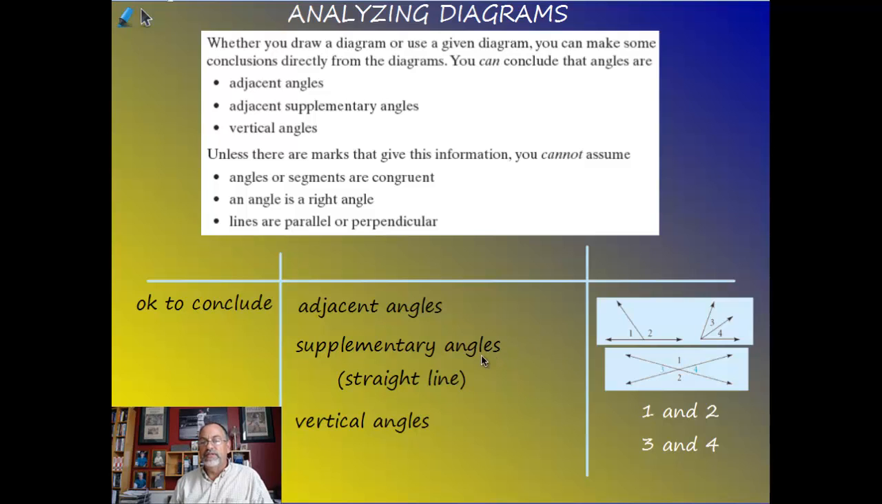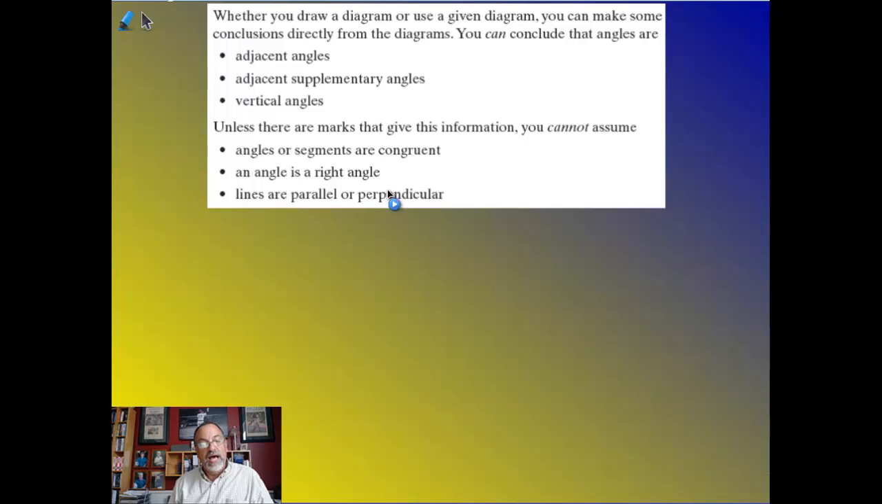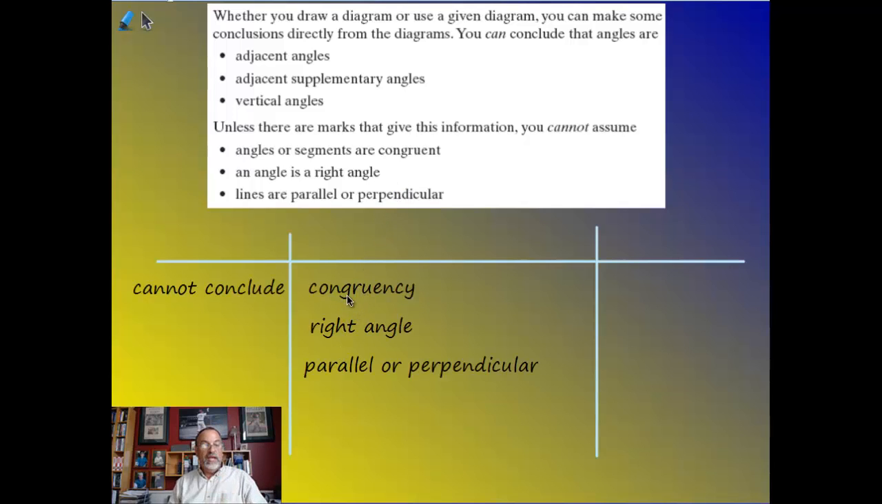That's really what we have to stay away from: assuming that we know what the measure of something is. So the things that we're not okay to do: we cannot conclude congruency. In other words, I can't look at a diagram and say, well, those look to be equal, therefore they are equal. You can't do that. Now, they may end up being equal.